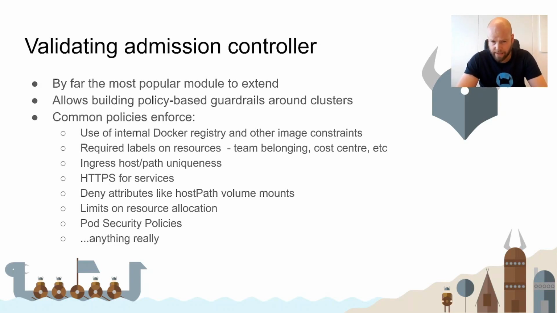Requiring TLS for services. We could deny some insecure attributes like the host path and volume mounts. We might want to limit resource allocation like CPU or memory. Pod security policies, of course, which is another popular use case. But really anything. There's really not a whole lot of limits on what you can use for the validating admission controller.